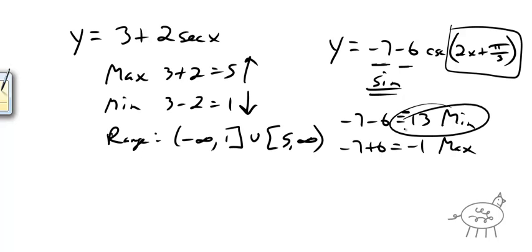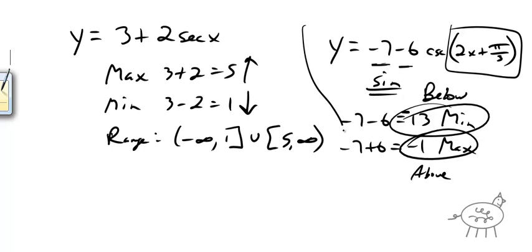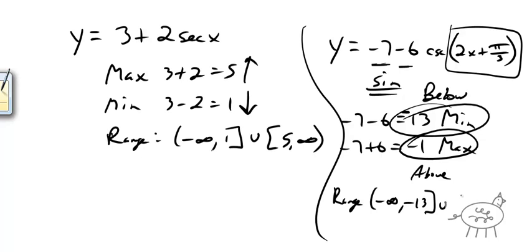So it's below this, below that, and above that. So for this problem, the range is going to be from -infinity to -13, bracket, union, -1 to infinity. And that's it. Okay? So that is kind of an idea of, at least we covered asymptotes.